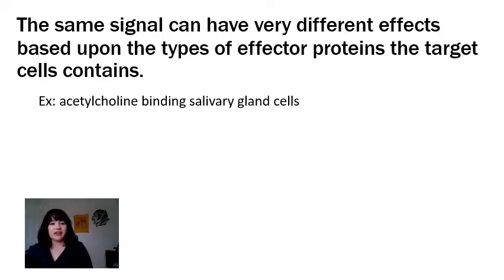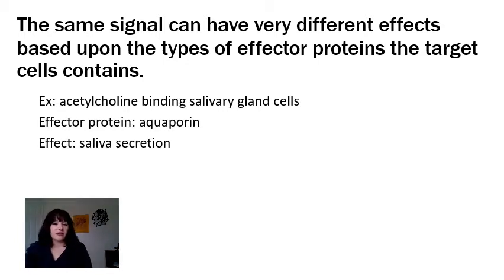Now, the same signal can have different effects depending on which cell it is targeting. So acetylcholine, for example, in muscle cells, will cause contraction, but in salivary gland cells, it will cause secretion of basically spit, right, saliva. And so it's a really nice, efficient mechanism that you can have the same signal travel to different cell types and cause kind of a coordinated response.